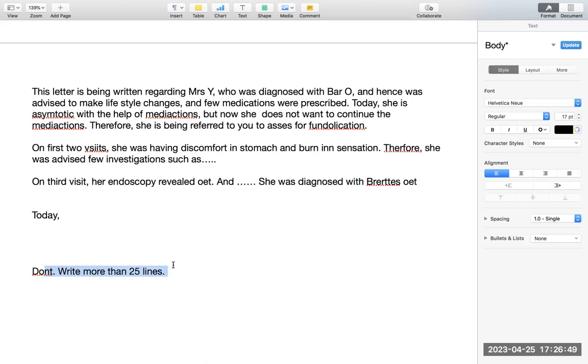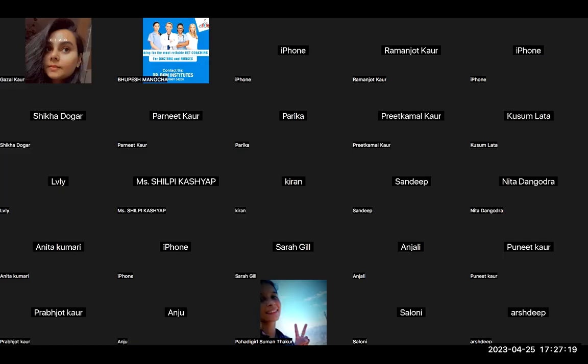And what is the meaning of this? Do not write more than 25 lines means please use connectors. If you use connectors, obviously you will have 4 lines in one line, because it is the connector that connects 1, 2, 3, 4 sentences into one. So that is the meaning of this line. They are encouraging you to use connectors. Sometimes people get confused about this small thing.